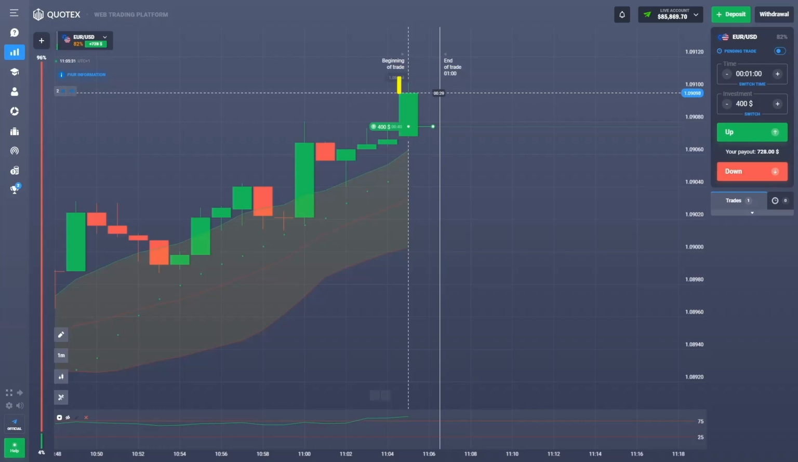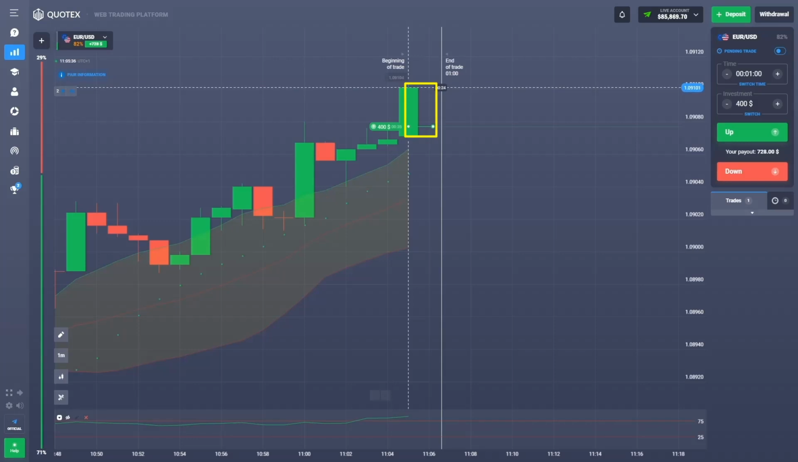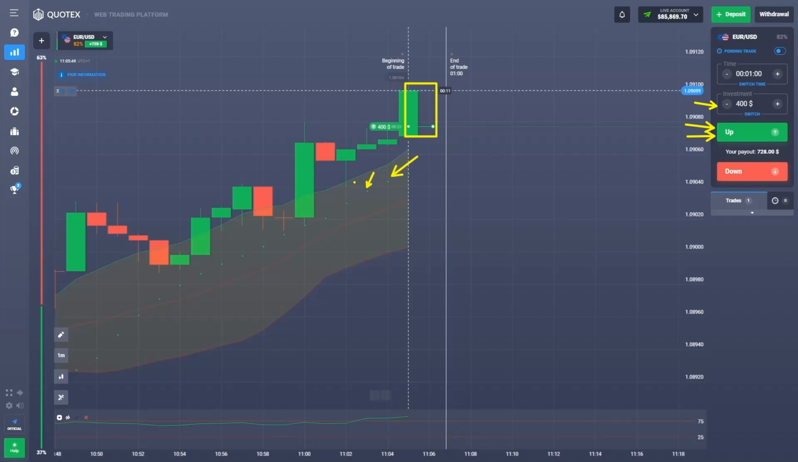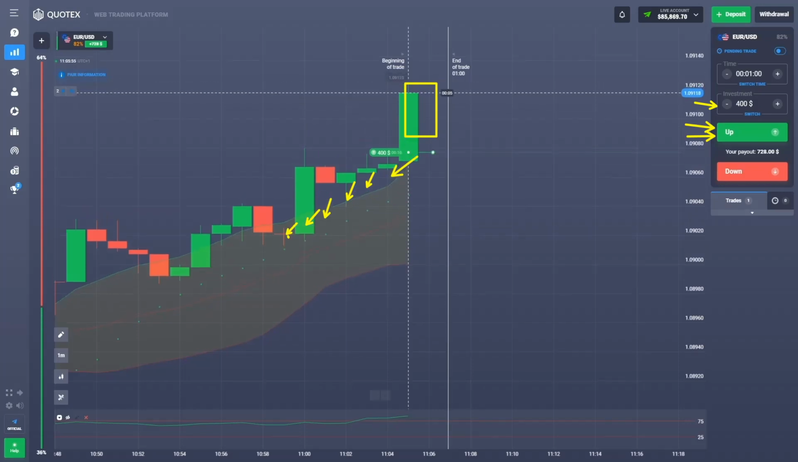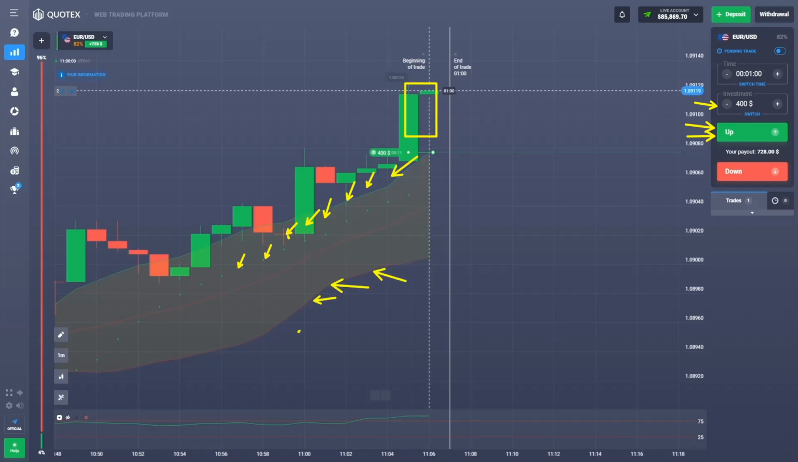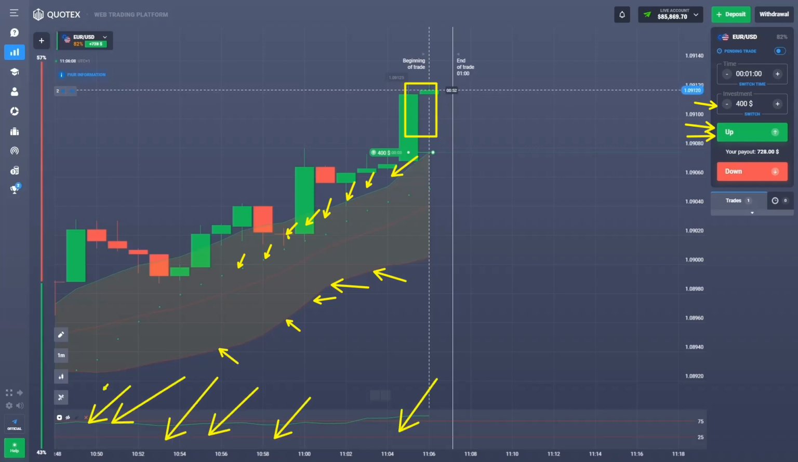For example, here, I predict this one is going up, this one is going to be a green candle, and I invested, as you can see, $400 with an up, meaning a long position. I'm using these indicators: the parabolic SAR, the dots that you're looking at. Also, I'm using the Bollinger Bands, and then also the RSI.